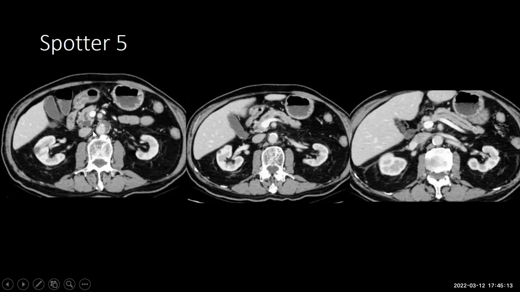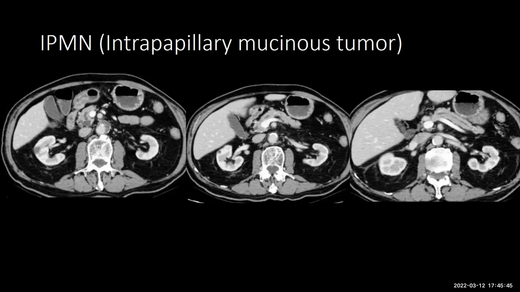Is there anything else you want to say? What is this, to which the pancreatic duct seems to communicate? So this is a sort of a hypodensity or a cystic structure to which a dilated pancreatic duct communicates. If you see this, this is the classical feature of IPMN, and here you see a cyst or hypodensity to which the pancreatic duct communicates. This was an intraductal papillary mucinous tumor.